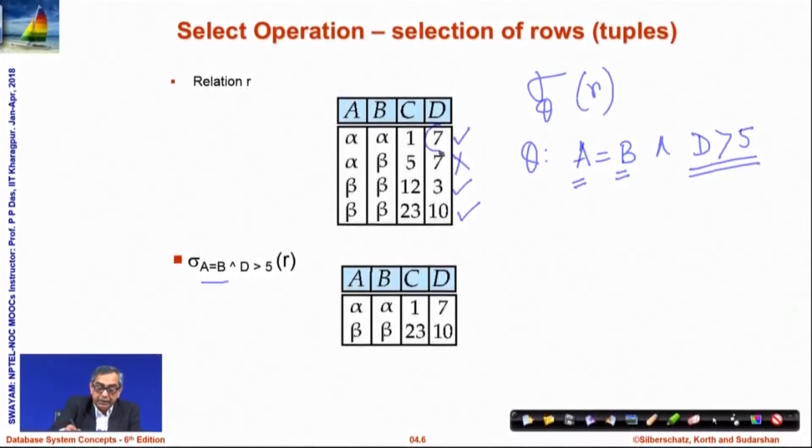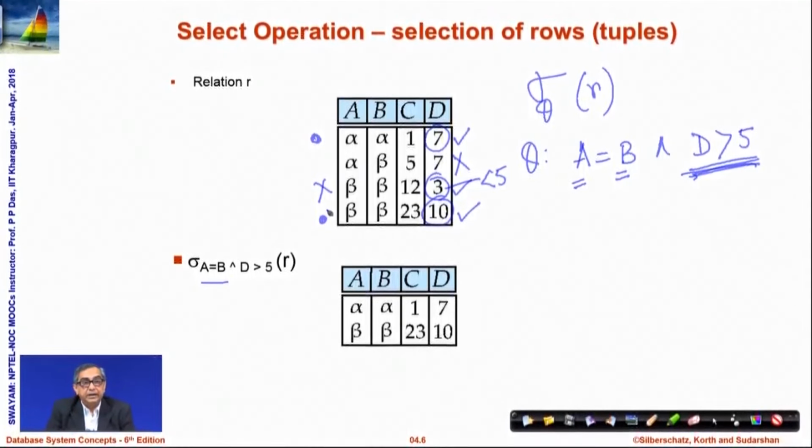Then we again look at D. We find that this D is less than 5. So, this also does not satisfy, because it fails the second condition; both have to hold. So, we finally come to this record and this record being the selected records in the result: alpha alpha 17, alpha alpha 17, beta beta 2310, beta beta 2310. In both of these records A is equal to B, and in both of these records D is greater than 5.